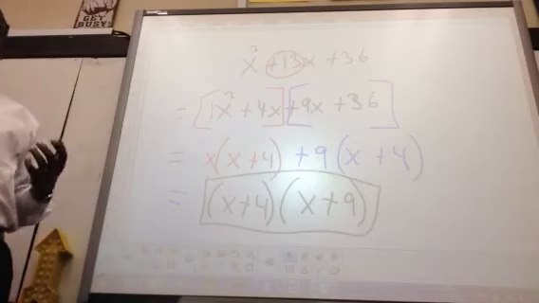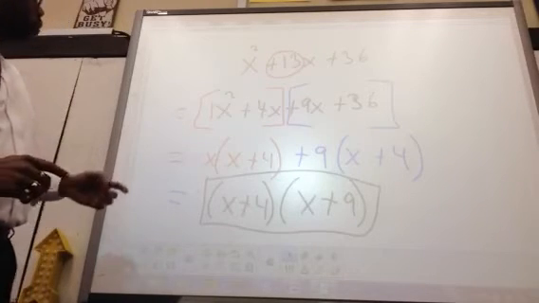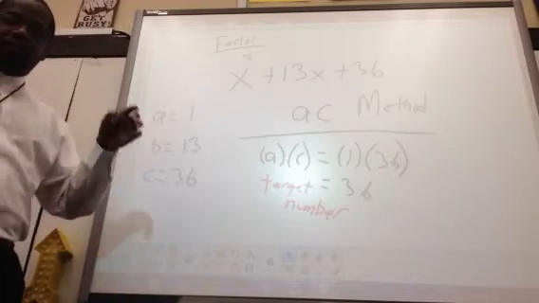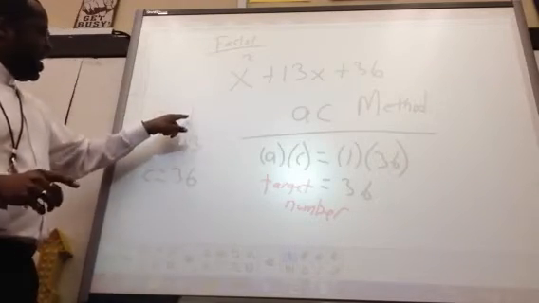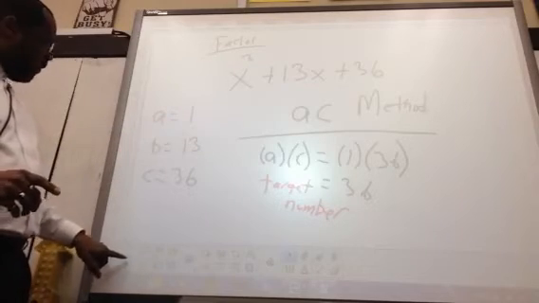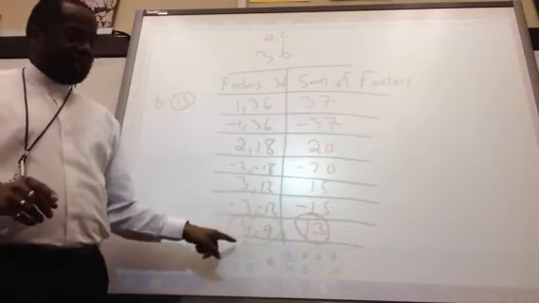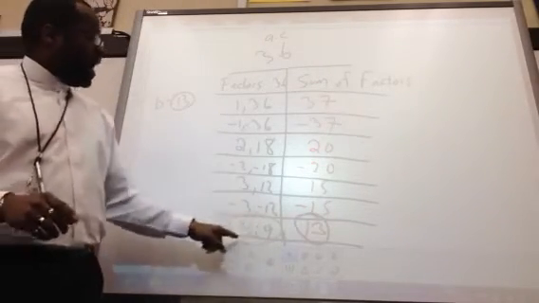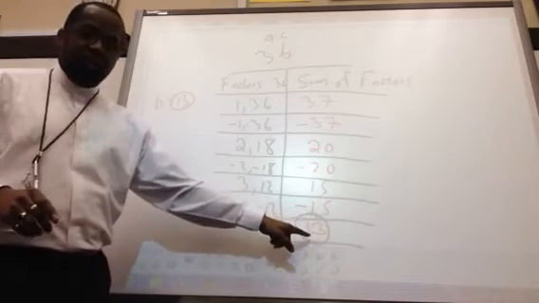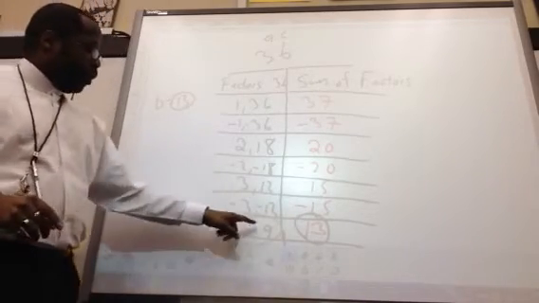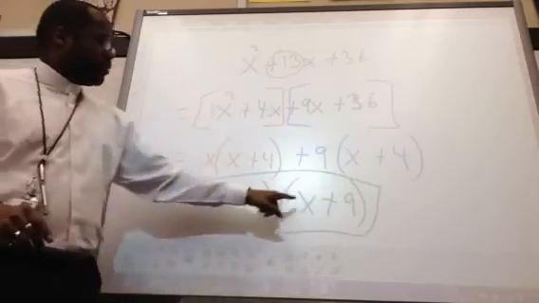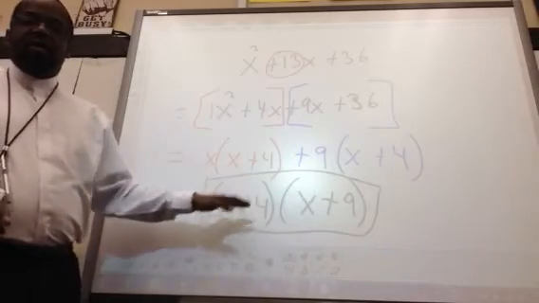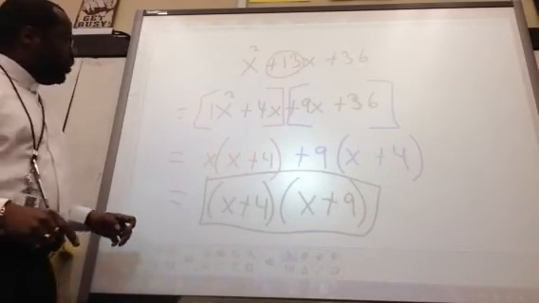Now, there is a special situation that goes on when A is 1. When A is 1, now this only works if A is 1. Listen to this. If A is 1, whatever the factors were that added to give you B was in your answer. Notice 4 and 9 were the factors of 36 that added to give you 13. 4 and 9 should be in your answer. Look at that, 4 and the 9. All right? Now, that's a cheap trick that only works if A is 1.